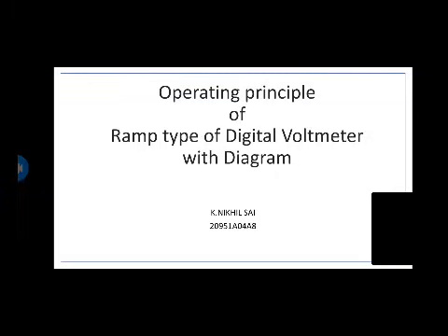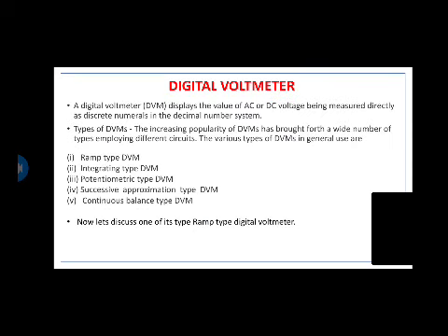Operating principle of RAMP type of digital voltmeters with diagram. Digital voltmeter. A digital voltmeter (DVM) displays the value of AC or DC voltage being measured directly as discrete numerals in the decimal number system.